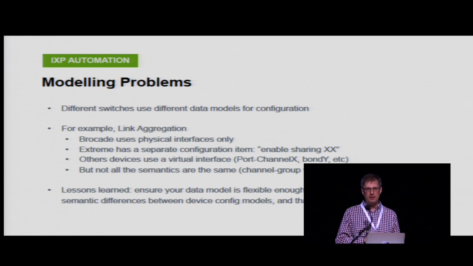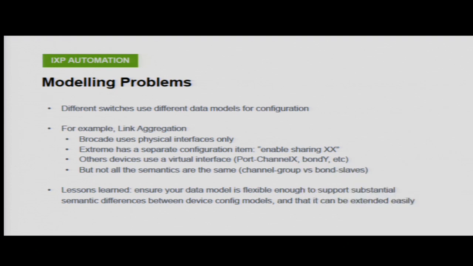Okay, but you also run into problems, and this is why we wanted to leave phase 2 until we had multiple types of network device on the network, and that is that different switches use different data models. A really good example of this is link aggregation.